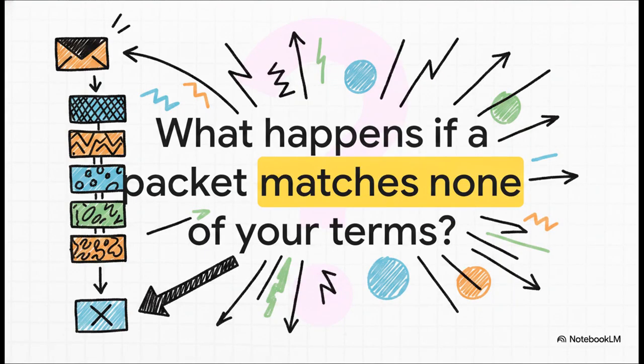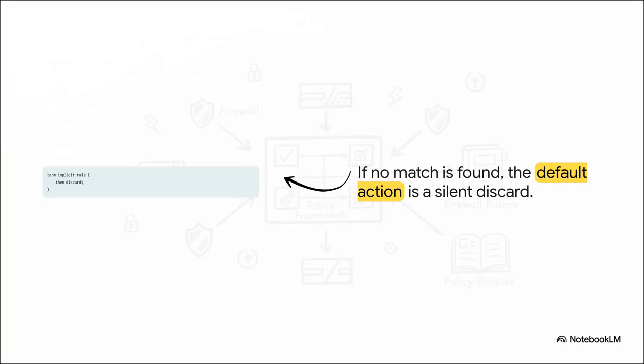This brings us to a really critical knowledge check. Let's say you've set up a super complex list of terms for your firewall filter. A packet comes in, flows down from top to bottom, and it matches absolutely none of your configured terms. What happens next? The answer is the implicit rule. The default action in Junos is a silent discard. If you do not explicitly tell Junos what to do with unclassified traffic, it drops it. It acts as an implicit deny all at the very end of your filter.